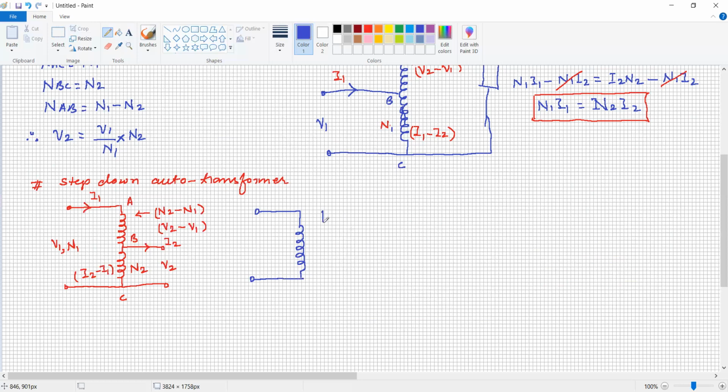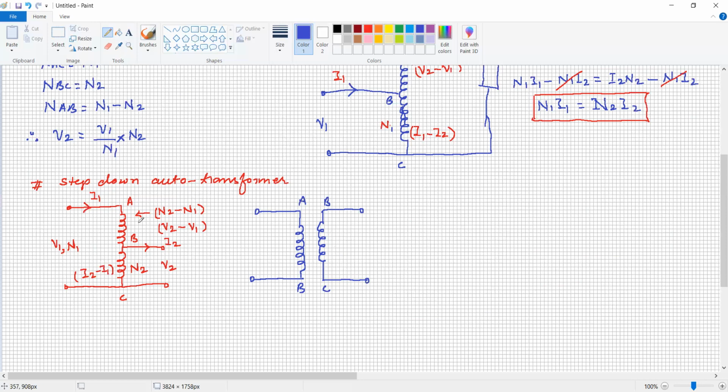This is the second winding, so it becomes a two winding transformer. Now we will give the names. This is terminal A. This terminal is B. Again, this is the B terminal and this is the C terminal. Just separate it out in this two-winding form.